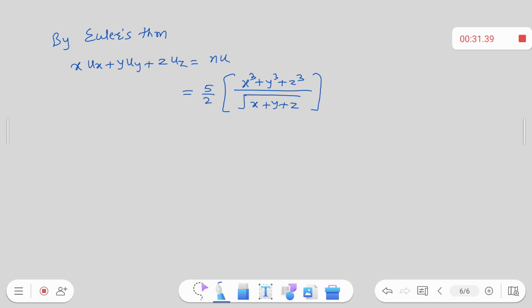This means that within one step, we get the value of the sum of the partial derivatives, now using Euler's theorem. And this is your RHS: 5 by 2 into (x cube plus y cube plus z cube) upon root of (x plus y plus z).